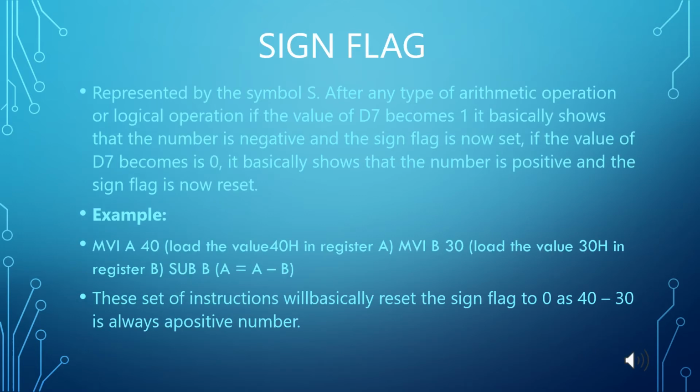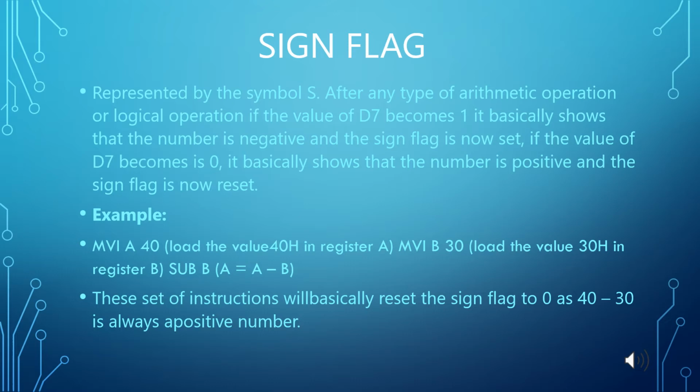Now we are going to see the sign flag, represented by the symbol S. After any type of arithmetic or logical operation, if the value of D7 becomes 1, it shows that the number is negative, therefore the sign flag is set. If the value of D7 becomes 0, it shows that the number is positive and the sign flag is reset. For example, MVI A, 40.